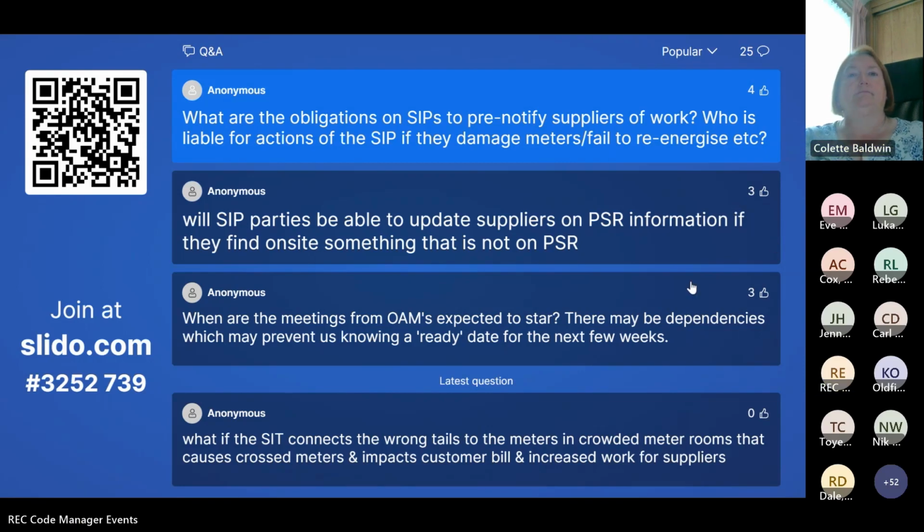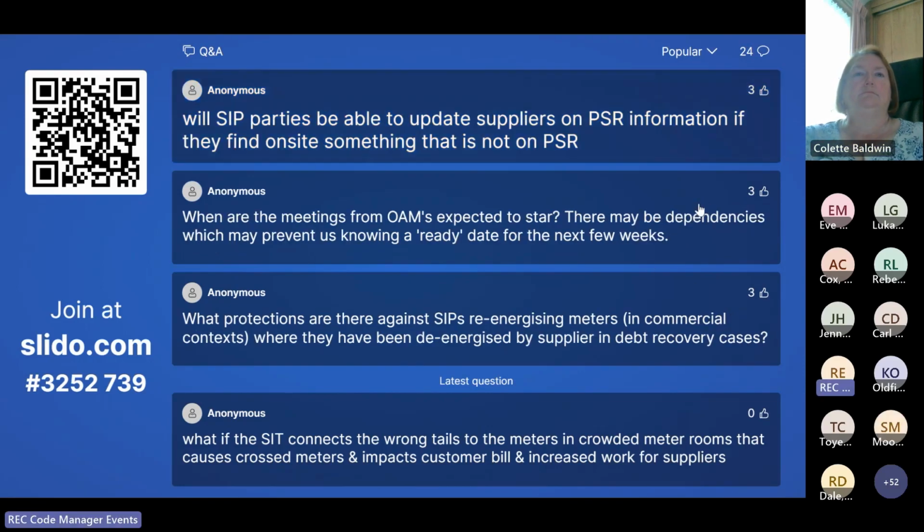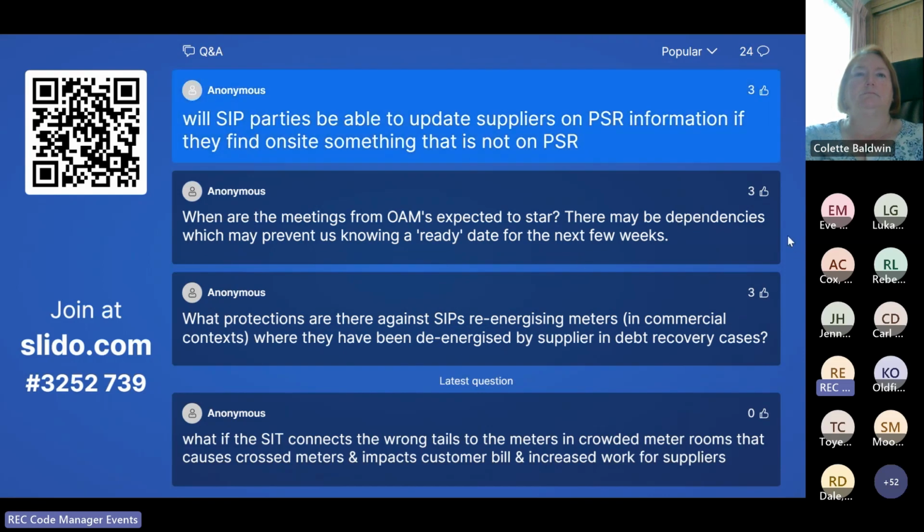Thank you. The next question on priority services register. Will SIP parties be able to update suppliers on PSR information if they find on site something that isn't already on the PSR? SIP isn't there to do any assessment of PSR. They're not under any obligation to collect PSR information or to transfer it on.